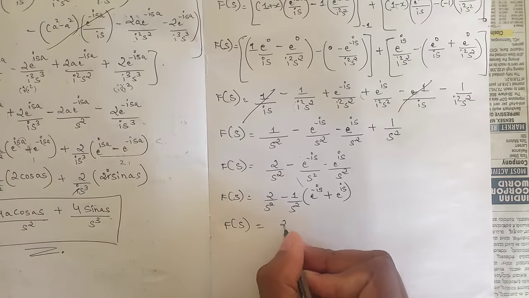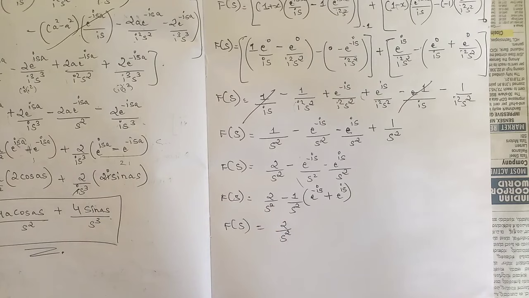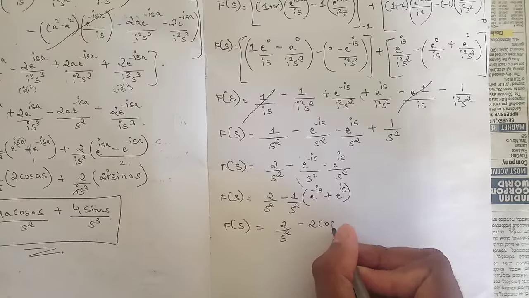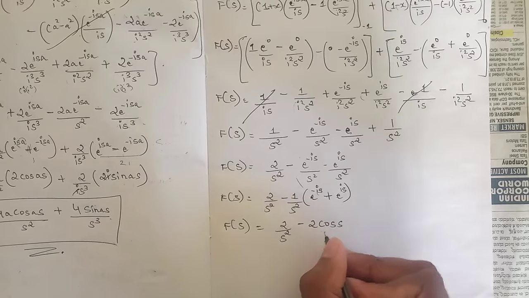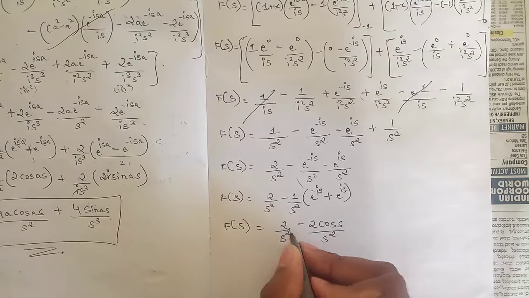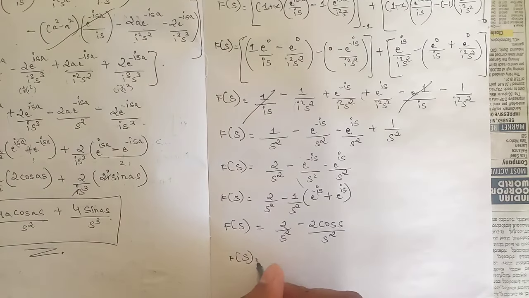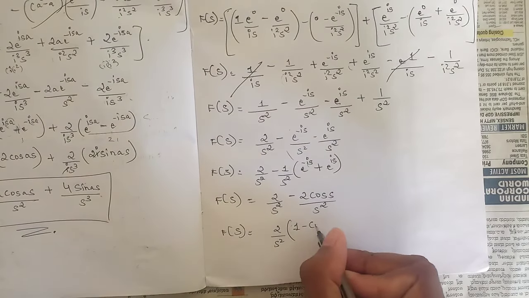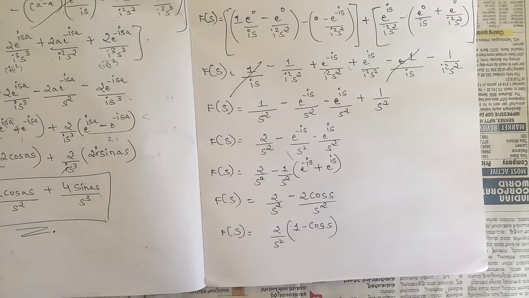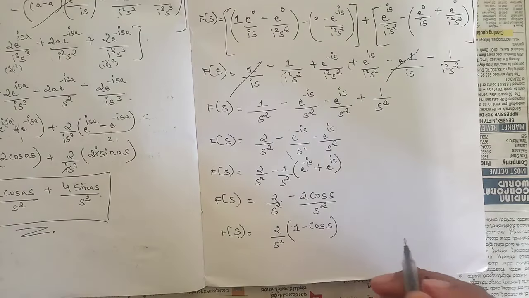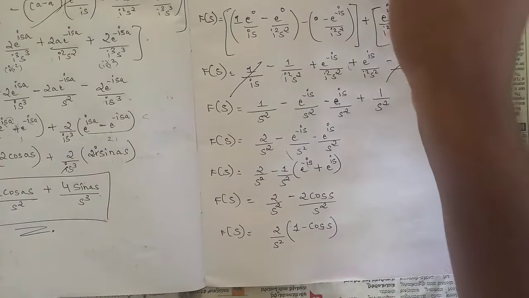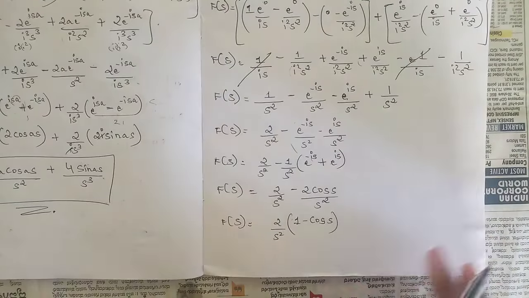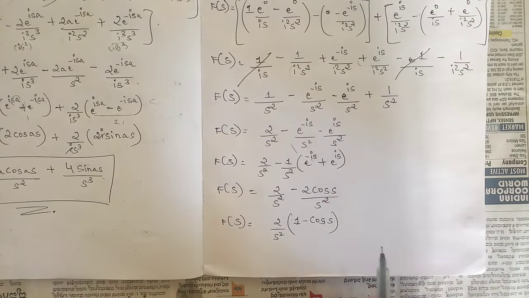So the final answer will be looking like this: 2 by s square minus, if you multiply the numerator by 2, it will be a 2 cos, in place of theta that is s, divided by s square. Again in these two terms 2 by s square is common, take that outside, 2 by s square into 1 minus cos s. Okay, so we can keep this as the final answer, but in order to show what the question asks, we need to reduce that to sin square t by t at t equal to pi by 2, right? So you can even further simplify the f of s here.